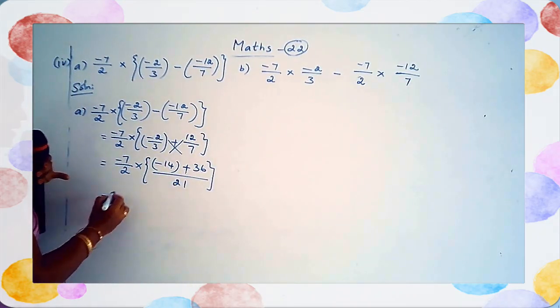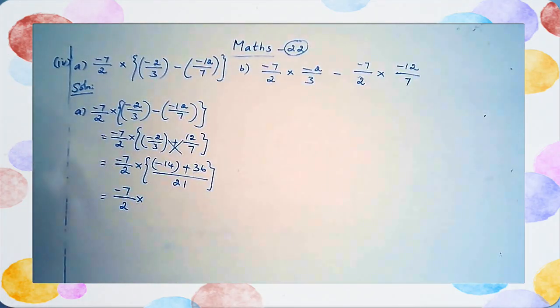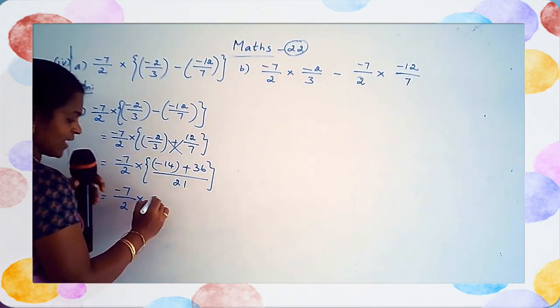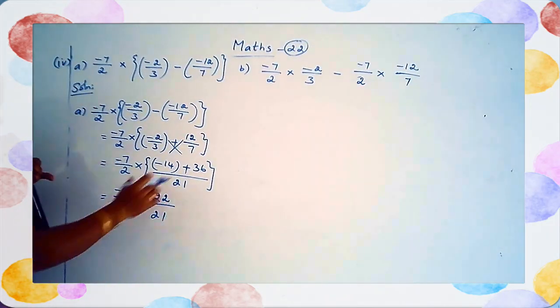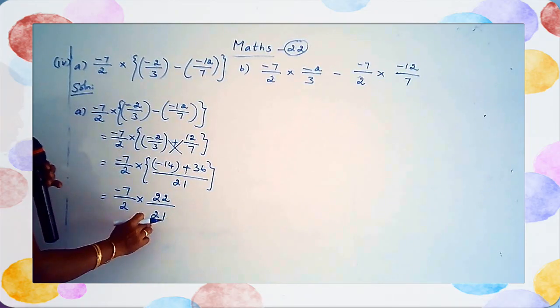Okay, children. Clear? Minus 7 upon 2 into minus 14 plus 36. What is the answer? Minus 14 plus 36. 22. Yes or no? 22. Here the positive sign is big only. So that's why our answer is 22 upon 21. Okay. The value of minus 14 plus 36 upon 21 is 22 upon 21.